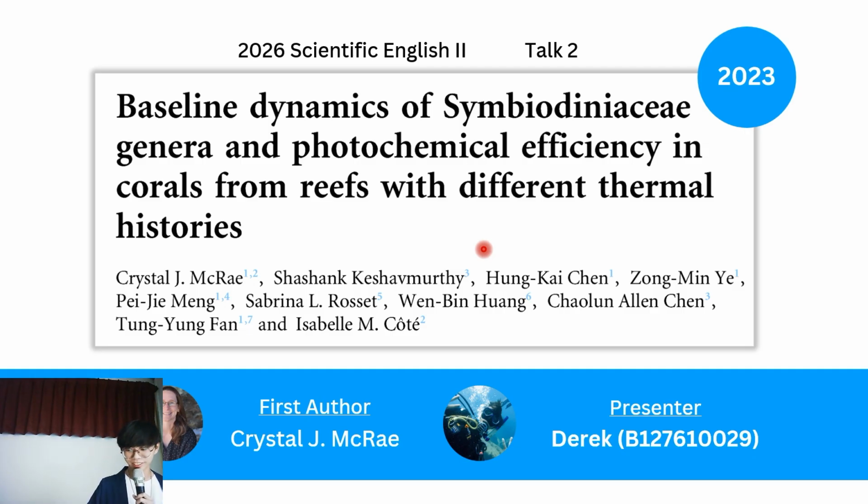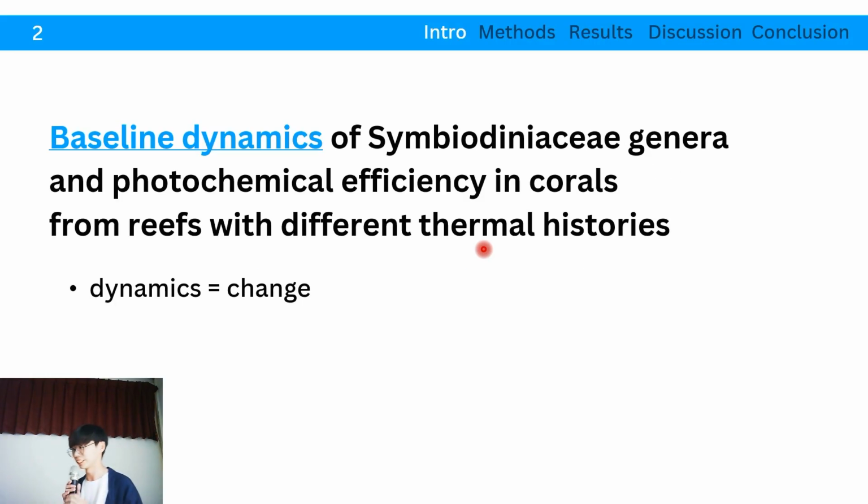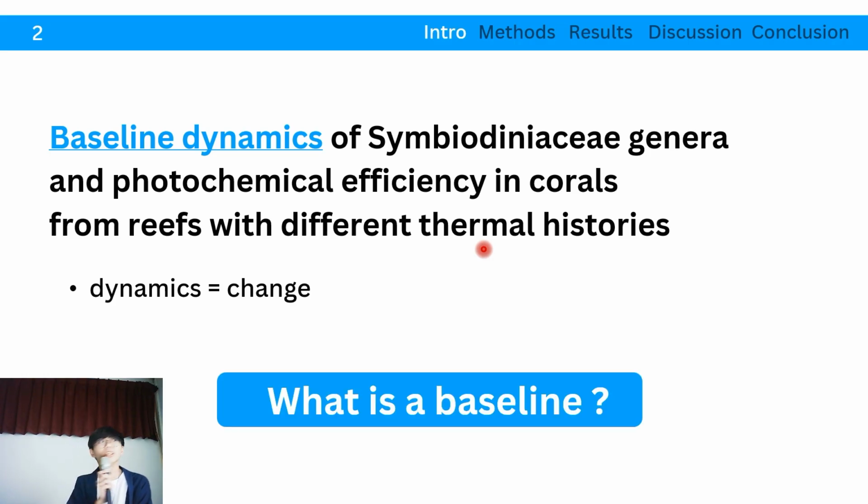So, the old story about the corals and the tiny symbiotic algae, but today I want to talk about the topic of baseline dynamics. Dynamics means change, so it's a changing baseline. But here comes the problem: what is a baseline? To give you the concept of a baseline, I'll start with a story about Peter.